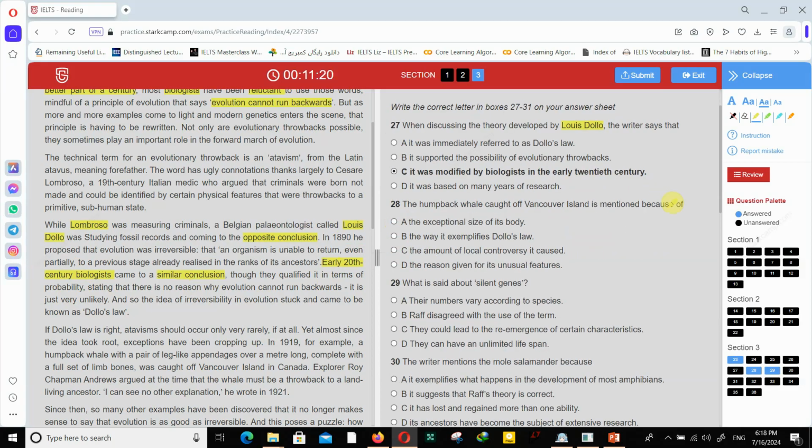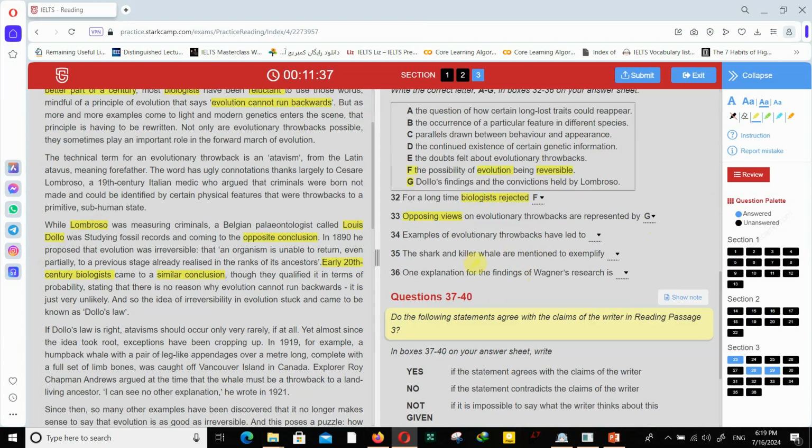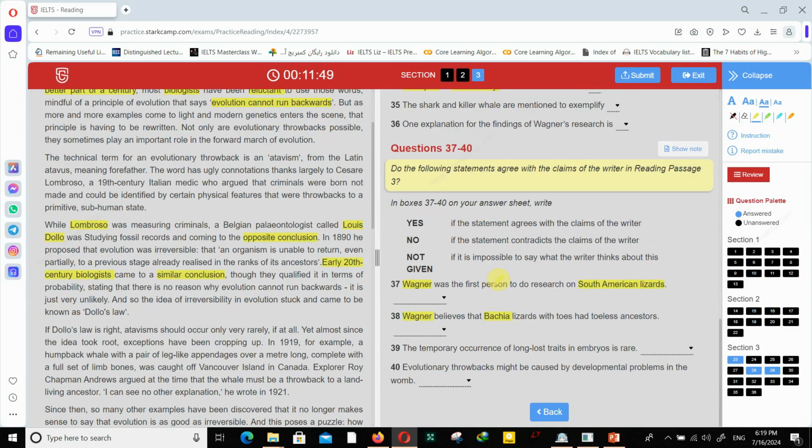Now, after that, I'm going to highlight the keyword related to question 28. The humpback whale cut off Vancouver Island is mentioned because of what? Talking about a kind of whale, humpback whale. And here I had to actually highlight the keywords related to question 34. Examples of evolutionary throwbacks have led to. So examples of evolutionary, humpback whale, again, Wagner, South American lizard, Bachia. These are the keywords that I'm going to take care of.